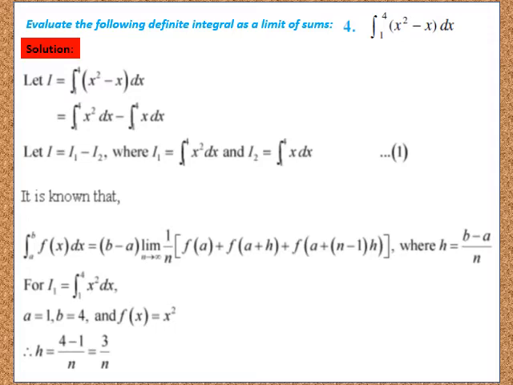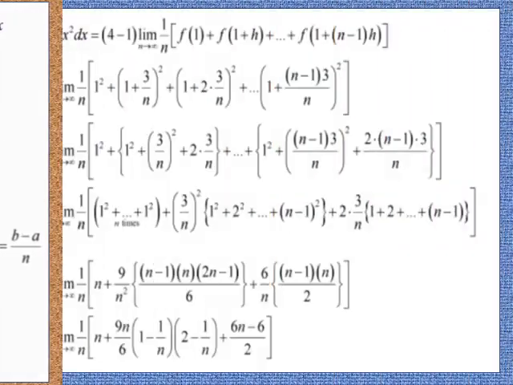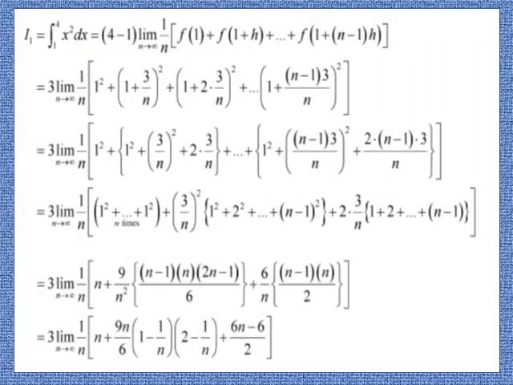So we know that the integral from a to b of f(x) dx equals (b minus a) times the limit as n tends to infinity of 1 upon n times [f(a) plus f(a plus h) plus ... plus f(a plus (n minus 1)h)], where h equals (b minus a) upon n. Now for the first integral I1, the integral from 1 to 4 of x square dx, a is equal to 1, b is equal to 4 and f(x) equals x square. Therefore h becomes (4 minus 1) upon n, that is 3 upon n. So I1 will be equal to the integral from 1 to 4 of x square dx, which is equal to (4 minus 1) times the limit as n tends to infinity of 1 upon n times [f(1) plus f(1 plus h) plus and so on, f(1 plus (n minus 1) into h)].